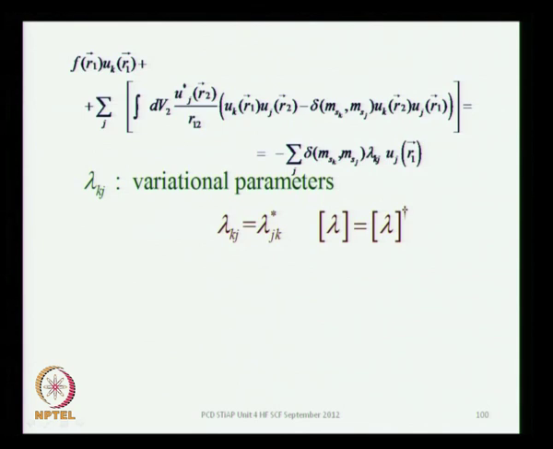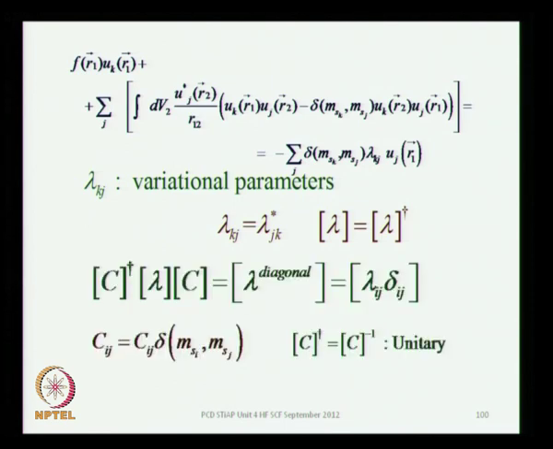So, now we seek a diagonalization of the matrix lambda through a unitary transformation. This unitary transformation is C. So, C dagger lambda C will give you a diagonal matrix. C dagger lambda C is a diagonalization process which will give you a diagonal matrix, so that the diagonal elements will have a Kronecker delta, right.